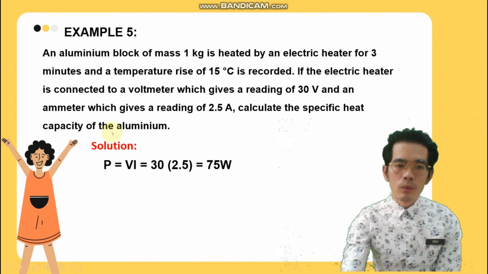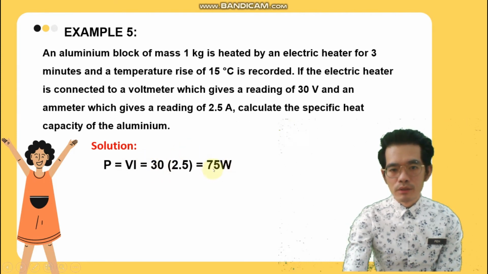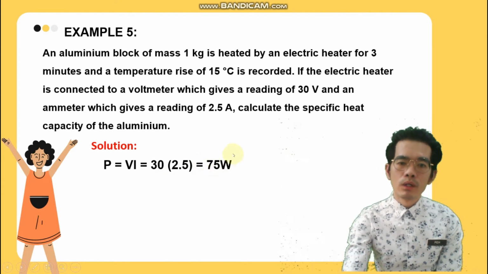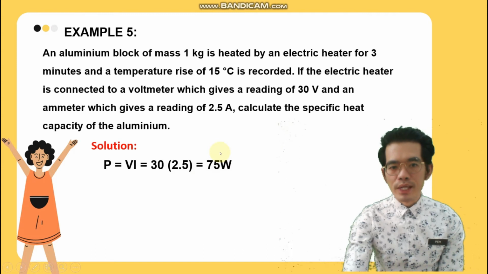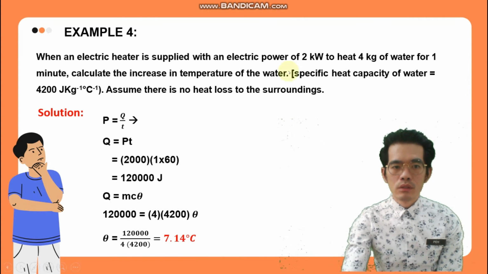Okay, so power is equal to V multiplied with I. So we substitute the value given, and we get 75 watt. After we get the value of power, we can relate it with time to get Q. From example 4, we know Q is equal to P times T.